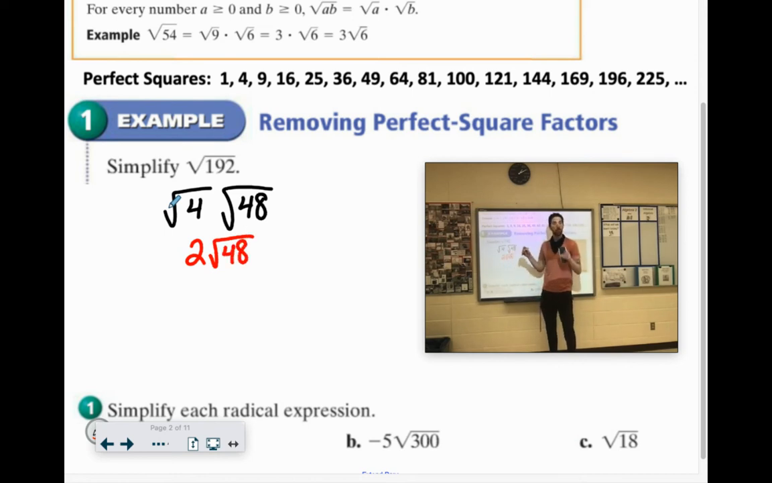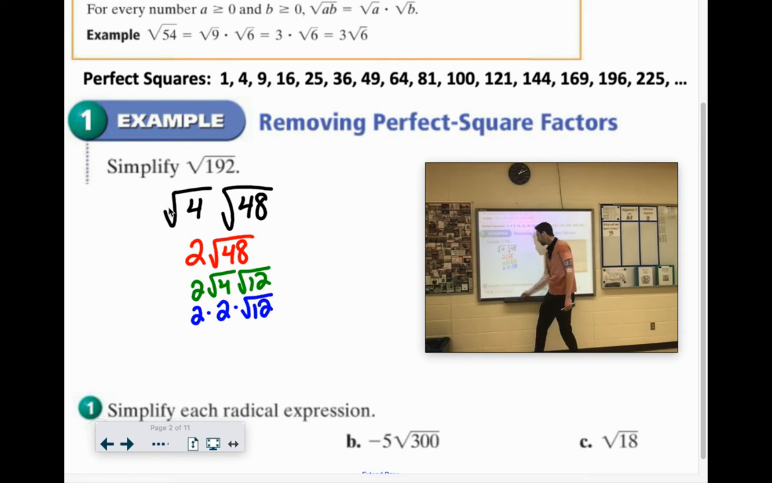That's cool. But 48 still has a perfect square in it. So you might say, oh, I know 4 goes into 48. So you could say 48 is 4 times 12. Don't forget about the 2 out in front. All these things are next to each other. It's all being multiplied. So we have the 2 times the square root of 4 is another 2 times the square root of 12. 2 times 2 is 4, so we're left with 4 root 12.